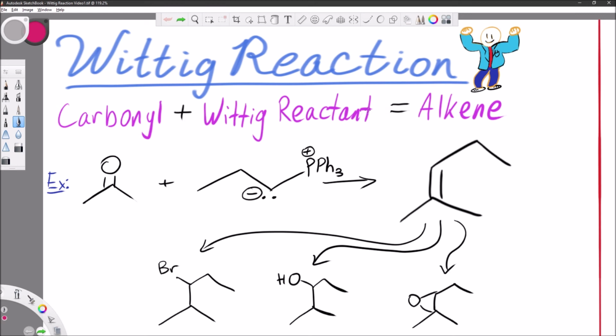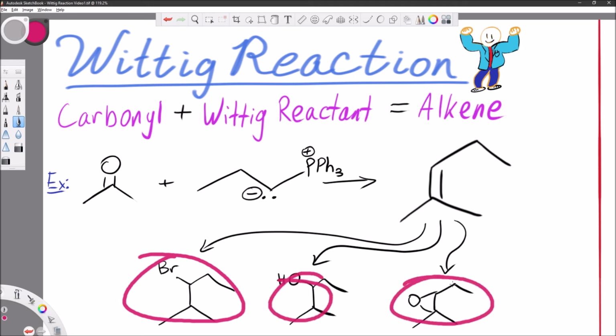Alkenes are very useful as they can be halogenated, in this case with a bromine, hydrated, or epoxidized, and a lot more reactions that I do not remember and that are several times more complex than these.